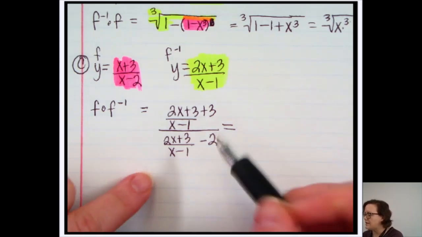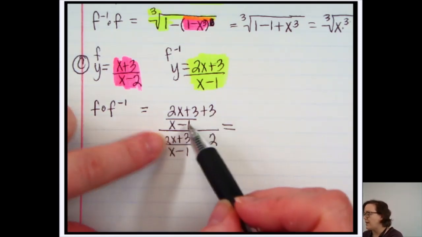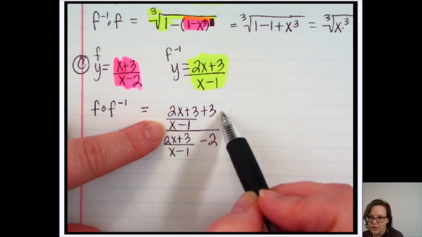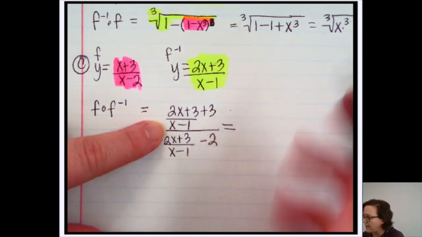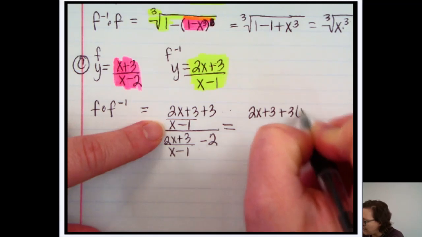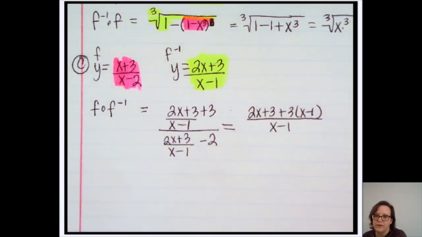Now, we need to deal with this. We need to have common denominators. Up here, it looks like the common denominator is x minus 1. So we need this one to have x minus 1, so we've got to multiply it by x minus 1. So we have 2x plus 3 times x minus 1, and that allows us to put it all over x minus 1.